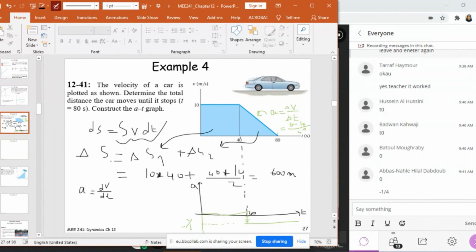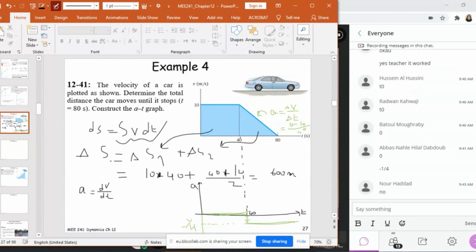All right? So in the first part, A is equal to 0. In the second part, A is equal to minus 1 over 4. Do you have any questions so far, guys? All right, it's a very easy problem.